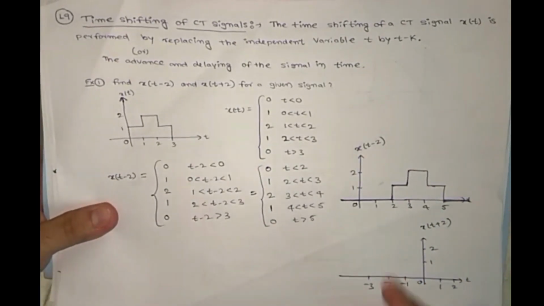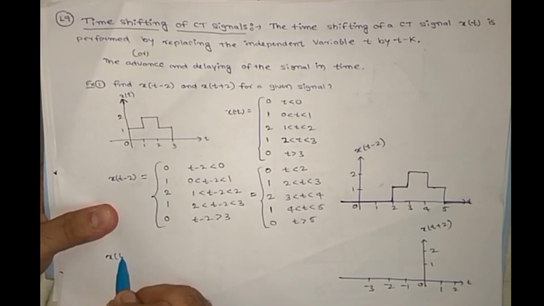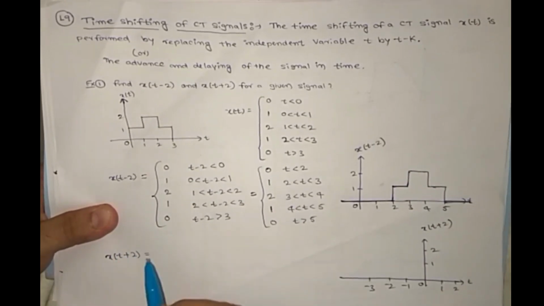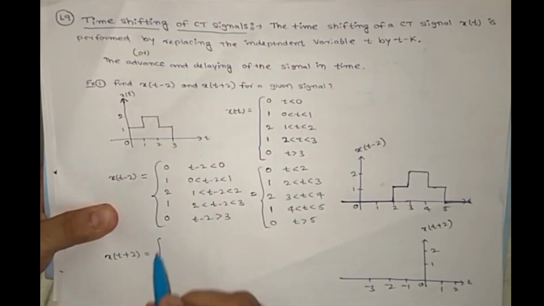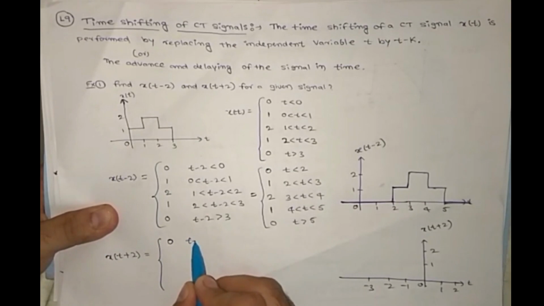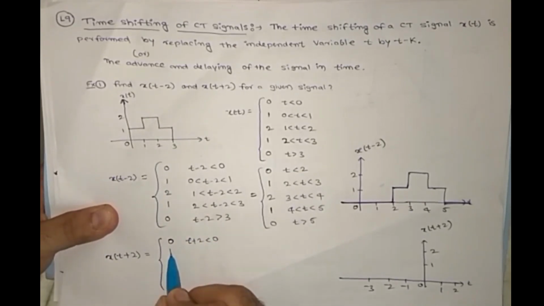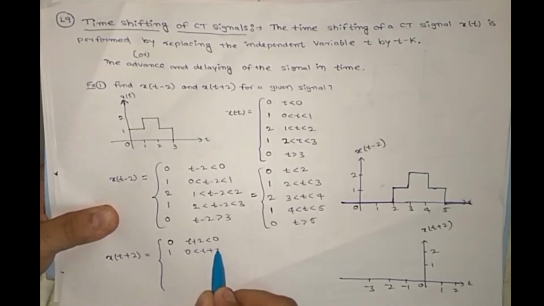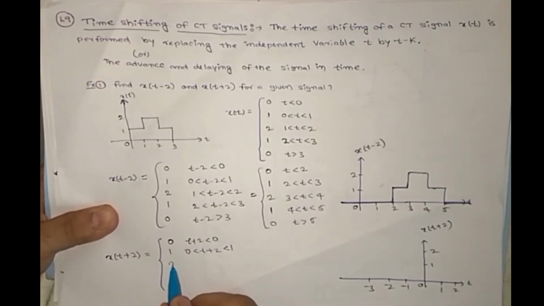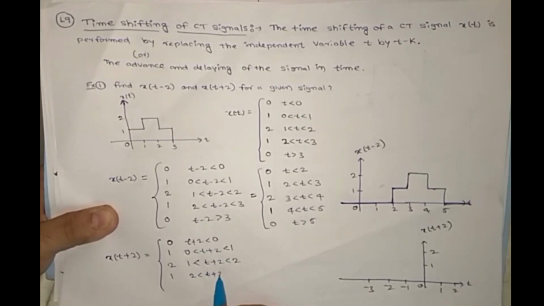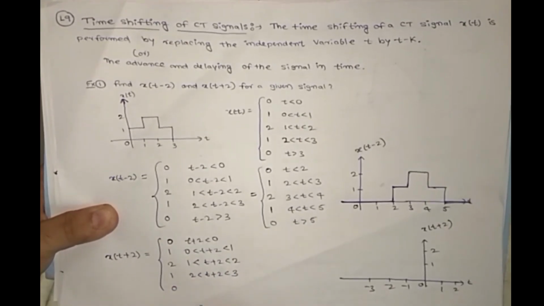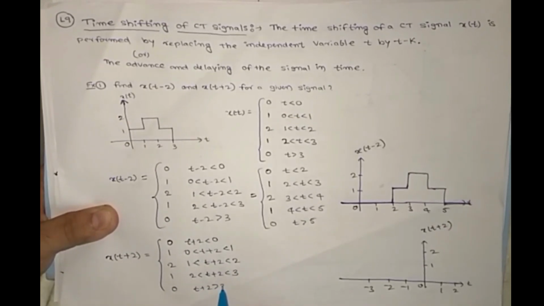Let us see x of t plus 2. Same way, wherever t is there, just replace it by t plus 2. It is 0 for t plus 2 less than 0, 1 for 0 less than t plus 2 less than 1, 2 for 1 less than t plus 2 less than 2, 1 for 2 less than t plus 2 less than 3, and 0 for t plus 2 greater than 3.